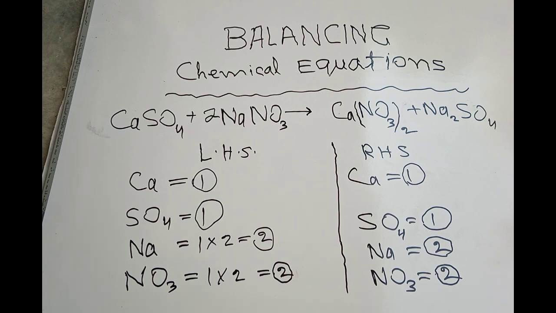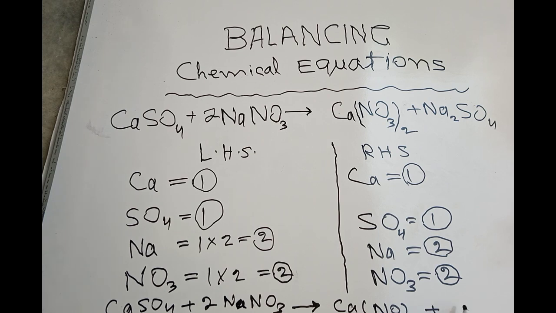So the balanced equation is CaSO4 plus 2NaNO3 forms Ca(NO3)2 plus Na2SO4. The balanced equation is CaSO4 plus 2NaNO3 which forms Ca(NO3)2 plus Na2SO4. So the equation is now balanced.